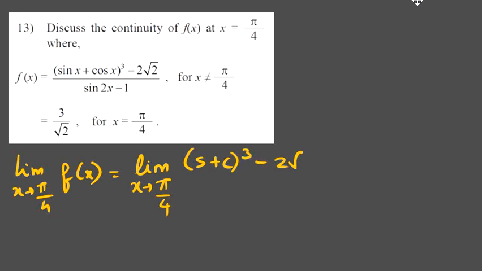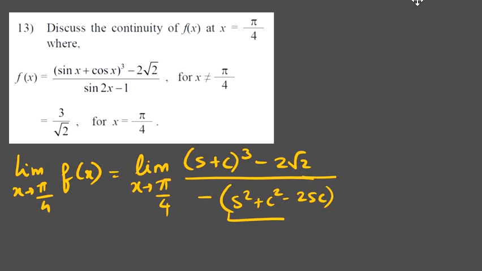minus 2 root 2, the whole divided by sin 2x minus 1. Well, we can actually pull out a minus common from here and write it as 1 minus sin 2x. Sin 2x can be written as 2 sin x into cos x, and the 1 here can be written as sin square x plus cos square x. Now this entire thing, the entire bracket in the denominator, becomes the expansion of (sin x minus cos x) the whole square, or (cos x minus sin x) the whole square, whatever you may call it.